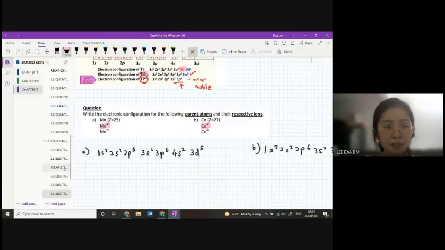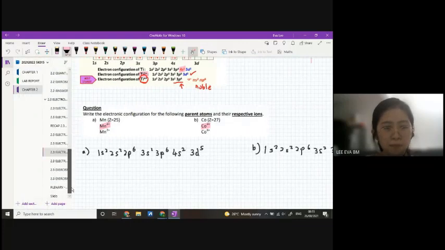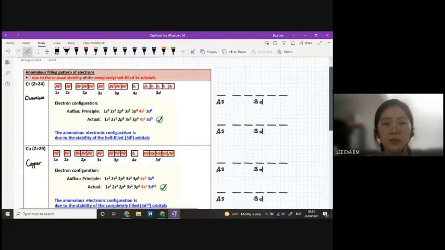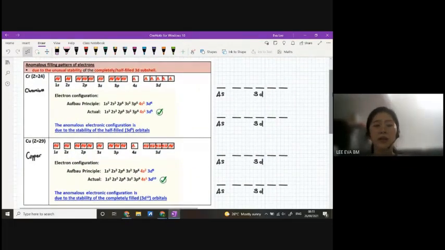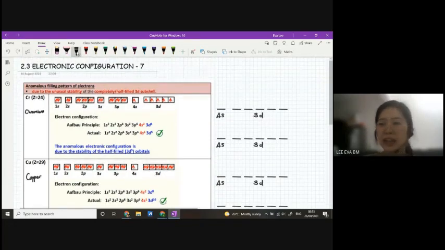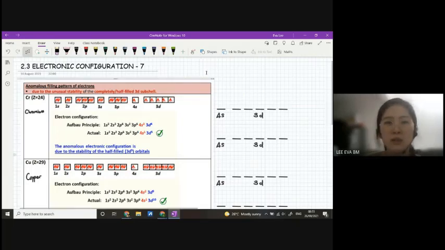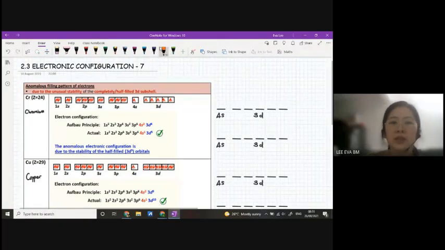There is a final part for chapter 2.3. Okay, so this is a very interesting part because it combines all the things that you have learned before, but it shows the anomalous case. You look at the title over here: anomalous filling patterns of electrons. Anomalous. The name sounds very grand, right? Some people mention anomalous something. Okay, anomalous actually means something very special. Let me write it down, yeah? You can jot it down also in your notes. It means something very special.